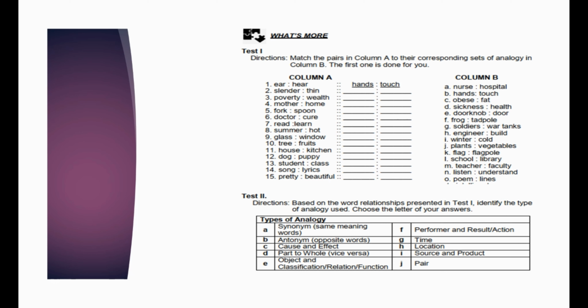So like in number 1, ear is to hear, as hands is to touch. What relationship do you see? That's right, it's object and function. So your answer is letter E. Ready to test yourself? Let's go!